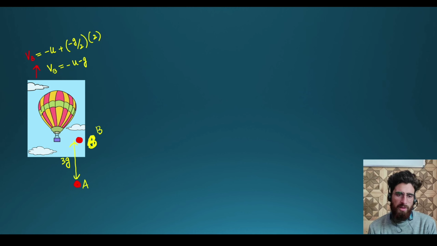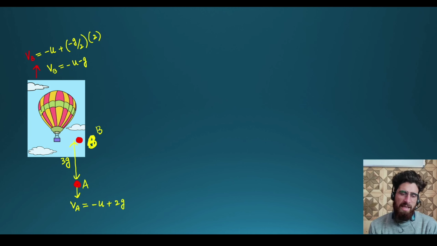And what's going to be the velocity of particle A at time t equals 2 seconds? It's going to be downwards. VA is going to come out to be, what's its initial velocity? It's minus u, plus its acceleration, which is downwards, 2g. This is going to be the velocity of A at t equals 2 seconds.